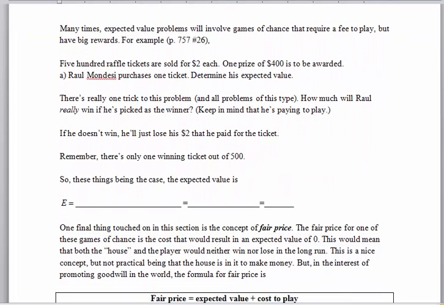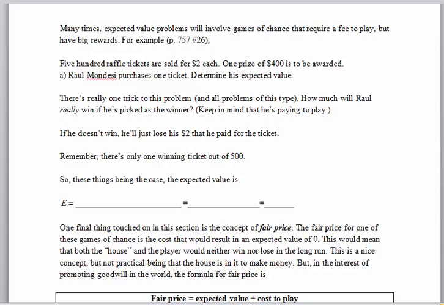Now, a lot of times with these expected value problems, like the one that we just did, there was no fee involved, right? He was just playing, and all right, he rolls the die. He's either being given $5 or having to pay $2, right, or losing $2. But a lot of times these problems involve raffles or something like that, where you actually have to pay to play. So in this case, we have a problem from the textbook, page 75726, which says that 500 raffle tickets are sold for $2 each, and there's one prize of $400 that's going to be awarded. And Raul Mondesi, not the baseball player, I don't think, just Raul Mondesi, purchases one ticket and determine his expected value. Okay?